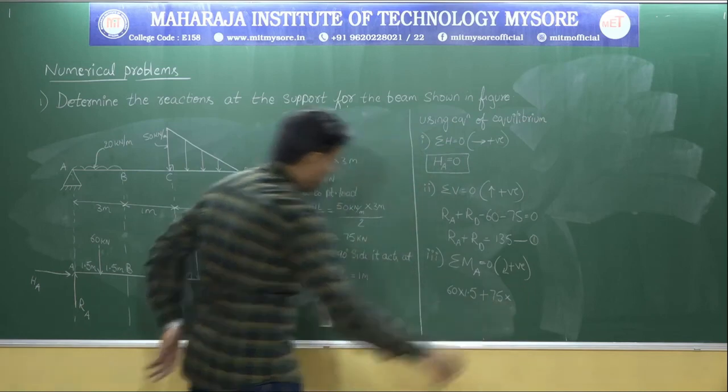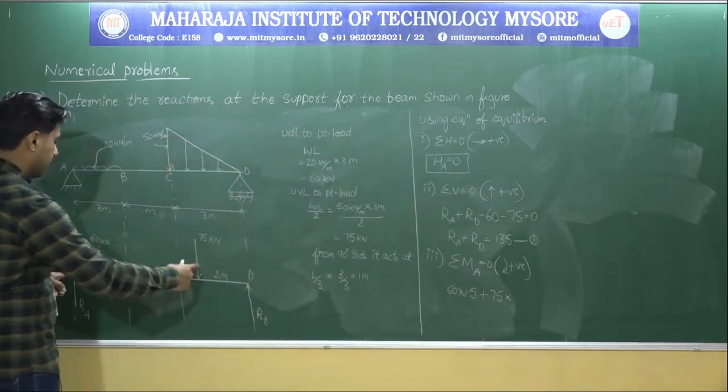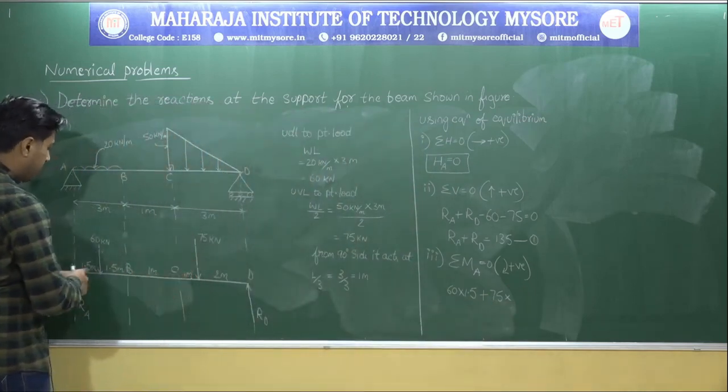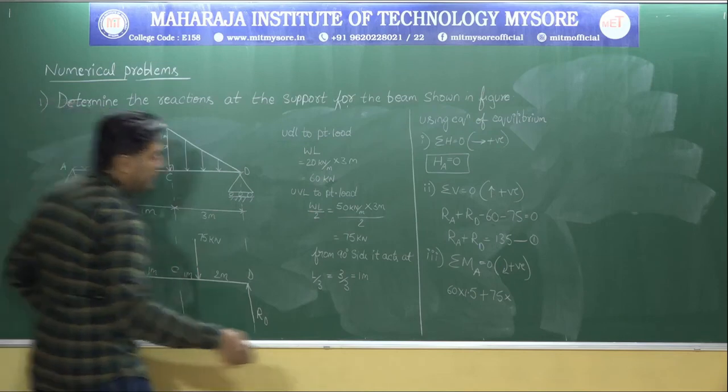75 into, what is the total distance from this force till the support? So it's 1 meter, 1 meter, 1.5, 1.5. 3 plus 2, 5 meter.